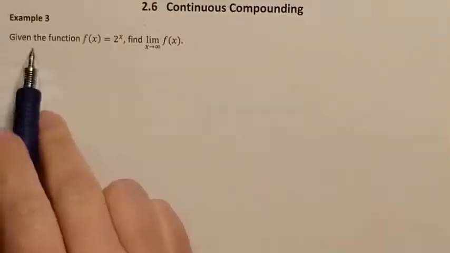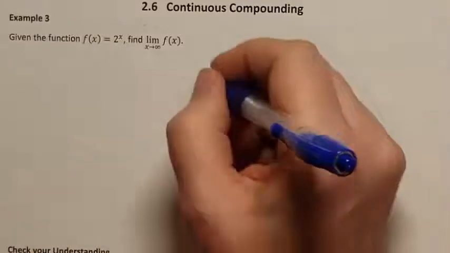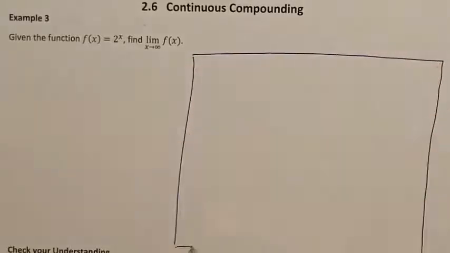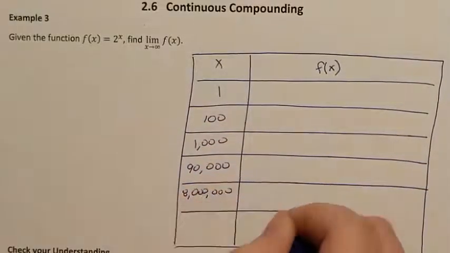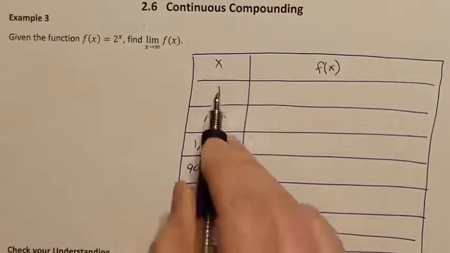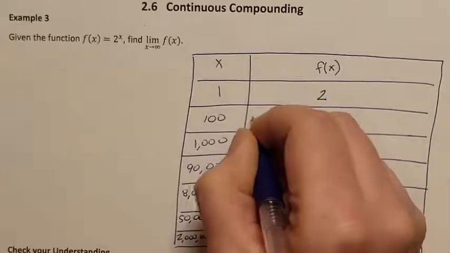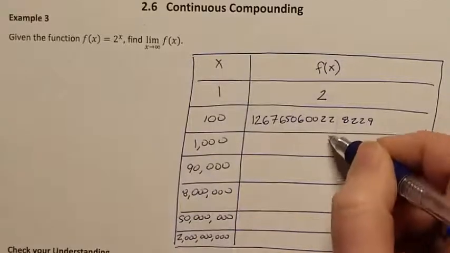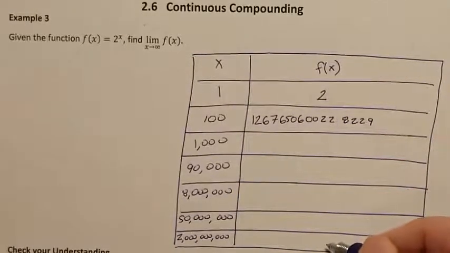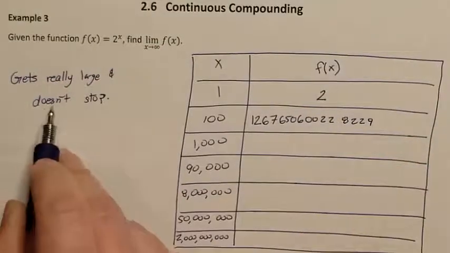Example number 3. Given the function f of x equals 2 to the x power, find the limit of f of x as x goes to infinity. So we have our table again. Plugging in 1 into this, I get 2. Plugging 100 into this, I get a very large number. And as I plugged more of these in, my calculator ran out, but they just kept getting obscenely large. They were just getting so large, they just never stopped.